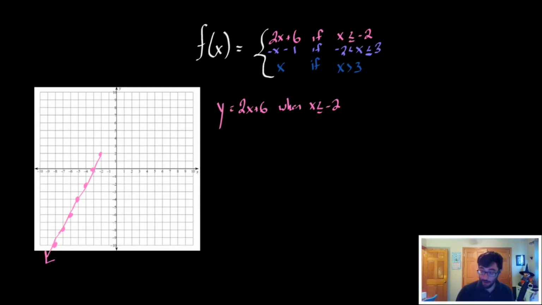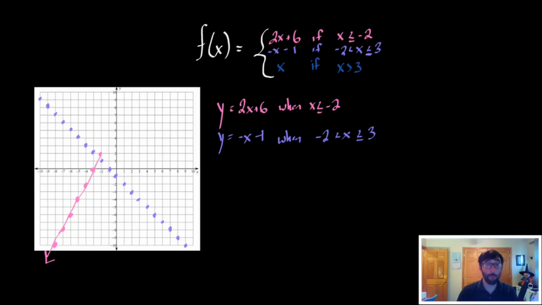Now the next piece is going to be y equals -x minus 1 when x is in between -2 and +3. All right, so I'm going to go ahead and graph all of these points.